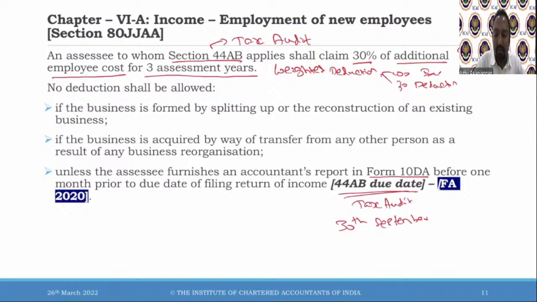So the due date for 44AB, if you have already covered it in business or profession, probably you would be knowing this date. Otherwise, let's remember that this form has to be filed 1 month prior to the due date of return filing. Form 10DA has to be filed 1 month prior to the due date of filing return of income. So this is an amendment in Finance Act 2020. That is the due date amendment. So that's what it is about.